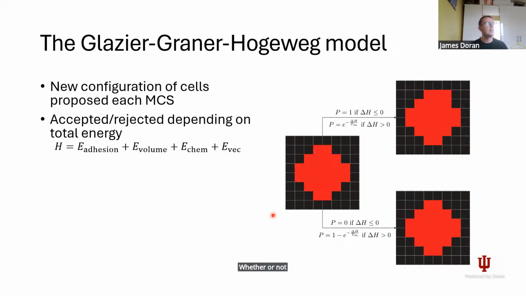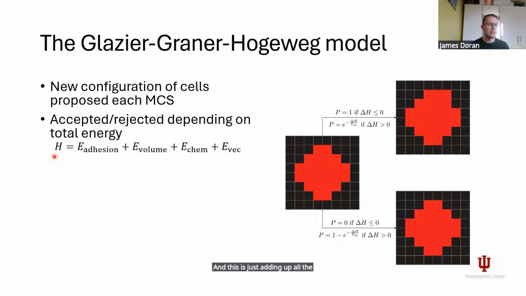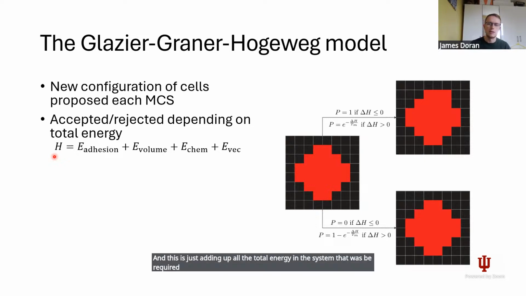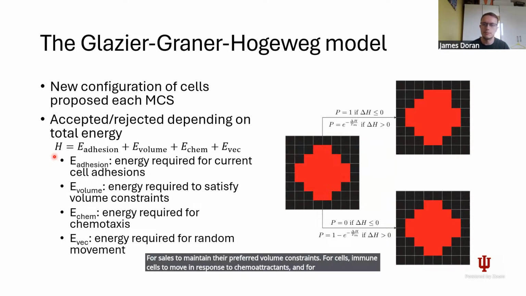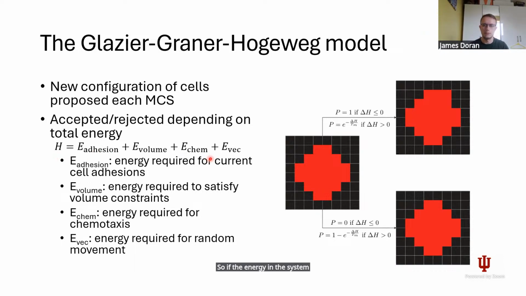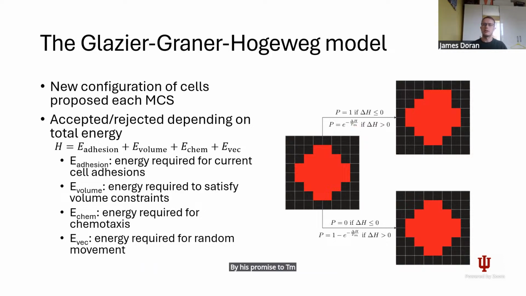Whether or not we accept the new configuration will depend on the total energy in the system, which we label H here to stand for Hamiltonian to give it its technical name. And this is just adding up all the total energy in the system that would be required for this new configuration to be accepted. In particular, we're looking at the energy for cells to adhere to each other, for cells to maintain their preferred volume constraints, for immune cells to move in response to chemoattractants, and for cells to just randomly move around the domain. So if the energy in the system would be reduced, then we will accept this change in configuration with certainty. If the energy of the system would increase, then it's accepted with an exponentially decreasing probability, where this parameter Tm is just determining the likelihood that we accept energetically unfavorable configurations.